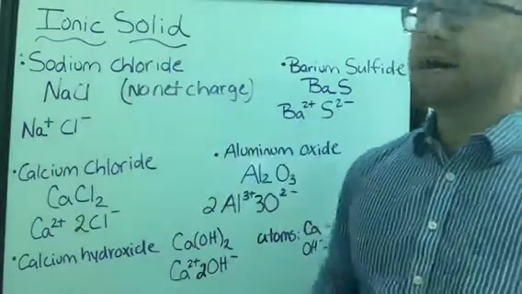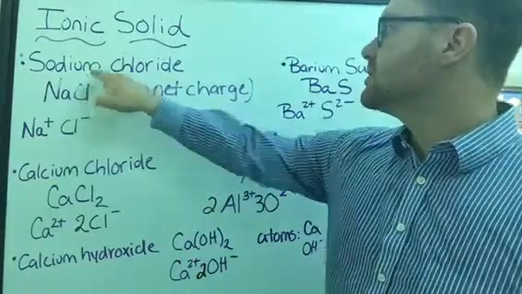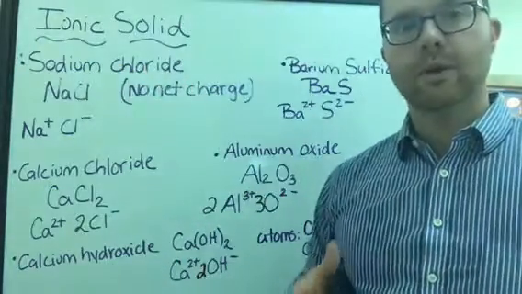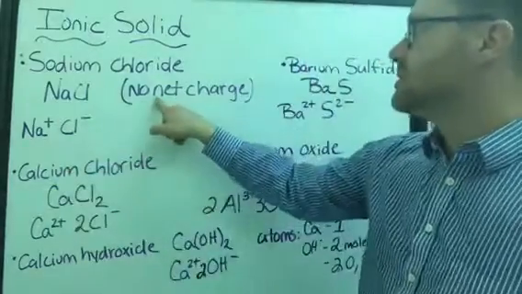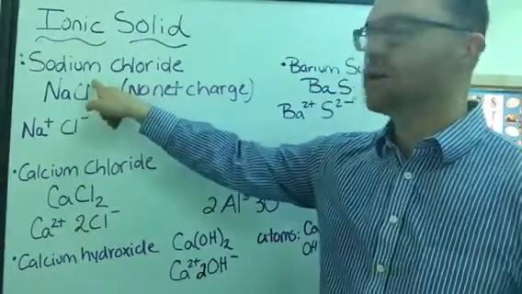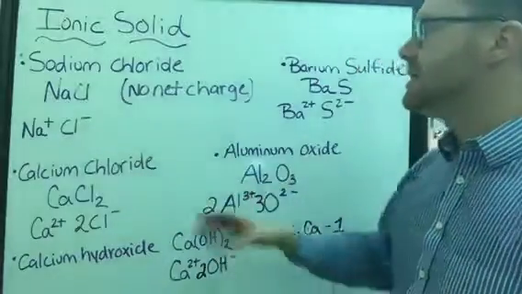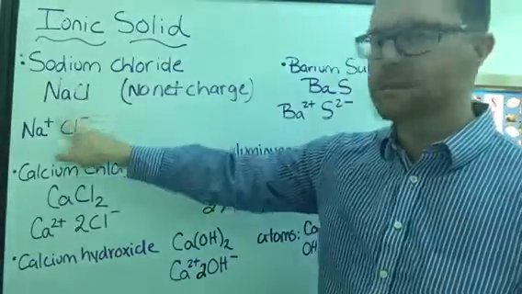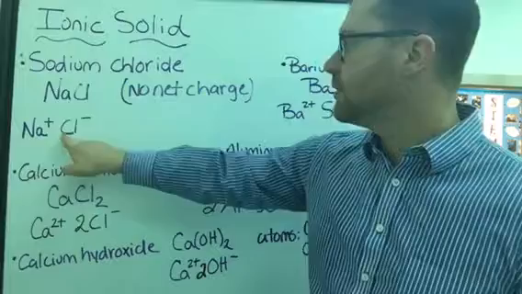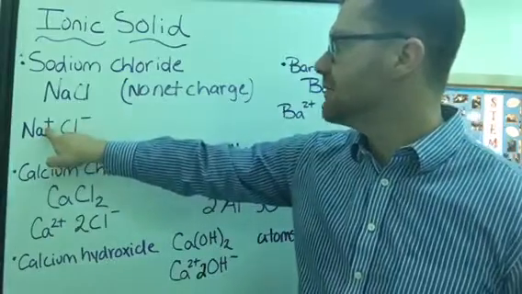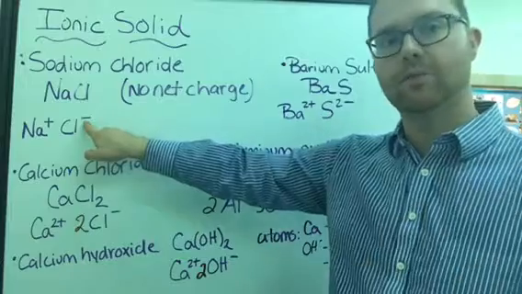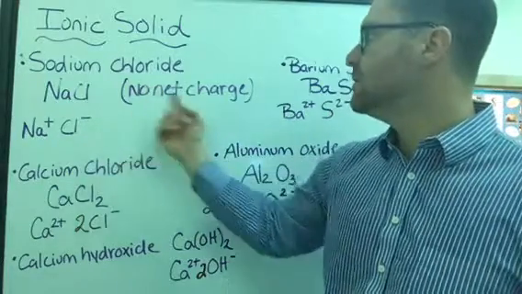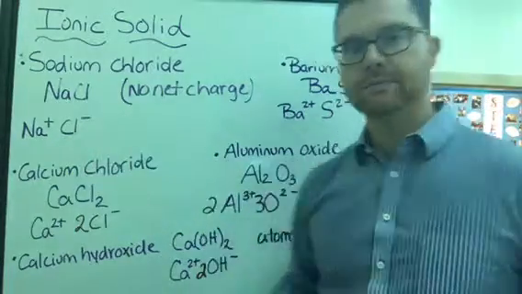Alright, so in ionic solids, we have something like sodium chloride. And if you remember, an ionic solid does not have a net charge. So for instance, sodium chloride, there is no charge on this. The reason is because the individual ions, the sodium and the chloride, have a balanced charge. So you have a +1 here and a -1. Well, 1 minus 1 is 0. So there's no net charge on an ionic solid.